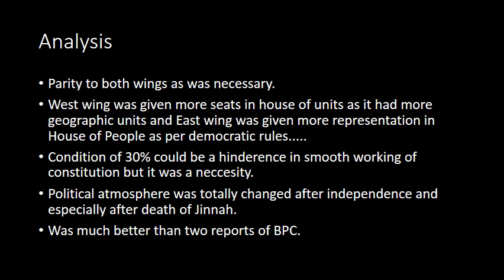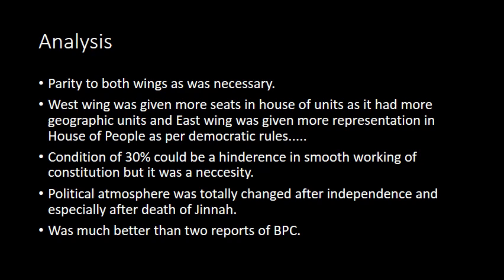The West wing was given more seats in the House of Units, as it had more geographic units. It has almost four main geographic units, so it got more representation in the House of Units because of its diverse nature. Whereas in the East wing, less representation was given in the House of Units and more representation was given in the House of People. As per democratic rules, the majority population must have the majority seats. Similarly, East Pakistan, which had 54% of Pakistan's total population, was given more seats in the House of People.